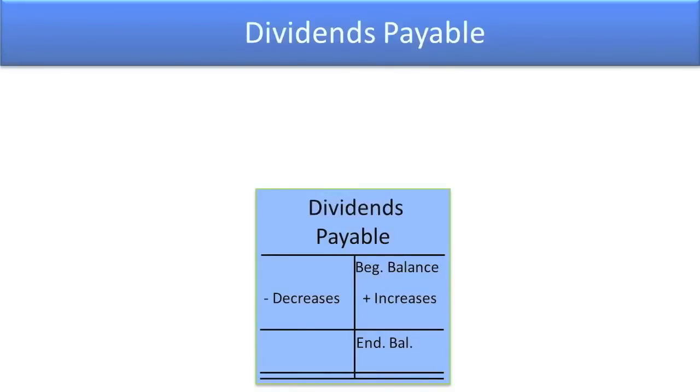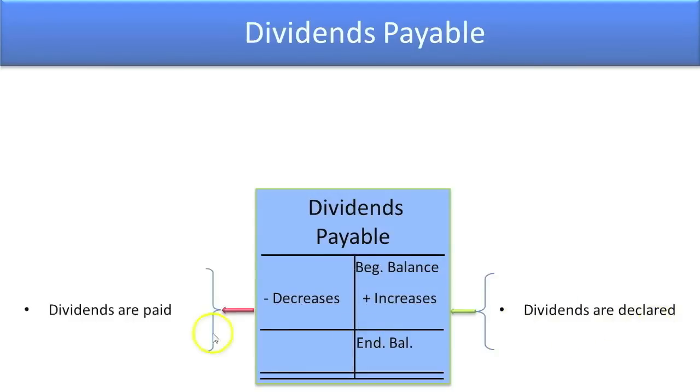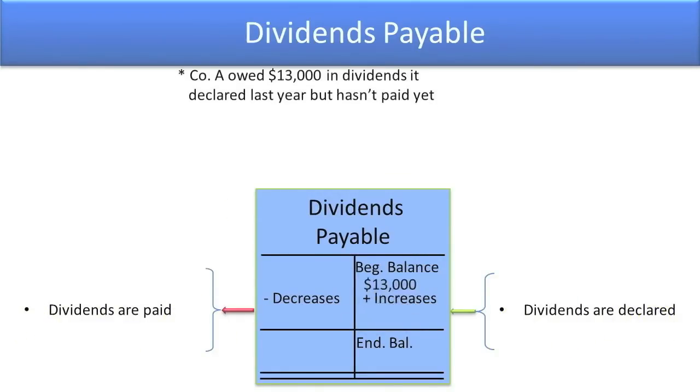Dividends payable. These represent amounts owed to investors for the dividends that have been declared. It increases when the company declares a dividend. It decreases when the dividends are paid. Company A owed $13,000 in dividends it declared last year but hasn't paid yet. So that would be the beginning balance on the right-hand side here.